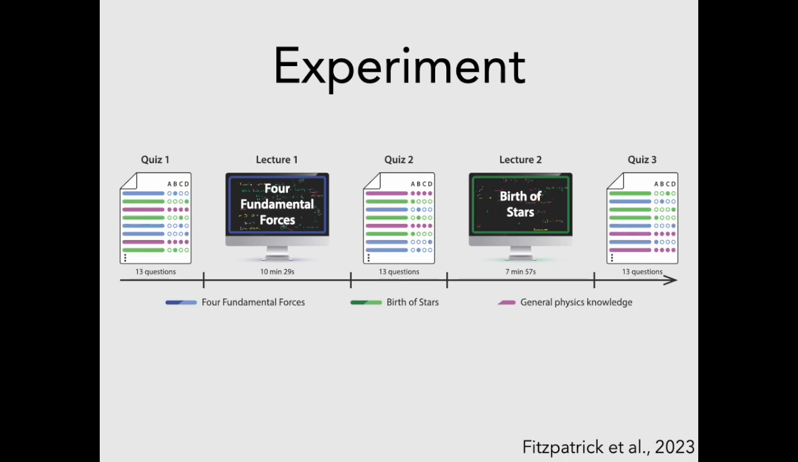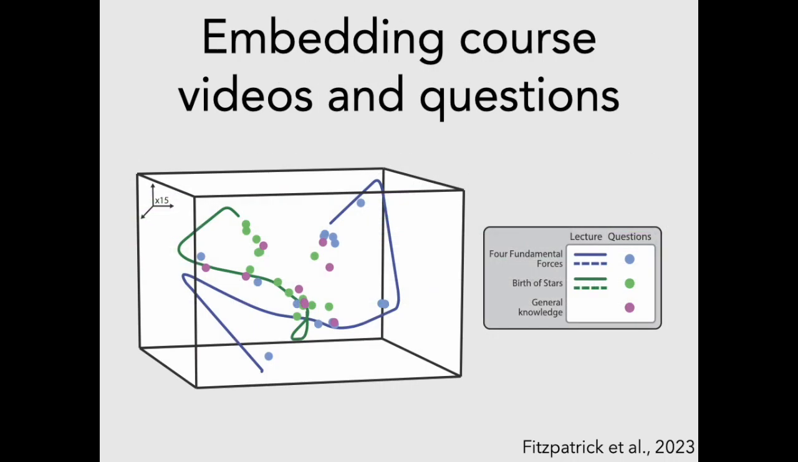We ran an experiment where participants took an initial quiz to get at their baseline knowledge. Then they watched a sequence of 2 course videos and took new quizzes after each video. If we look at sliding windows of the transcripts of each of the 2 videos, we can embed the text from each moment of each video in a shared space like this one. Each video's content is represented here as a blue or green line. We can also embed individual quiz questions within the same space. Each question is shown here as a dot.